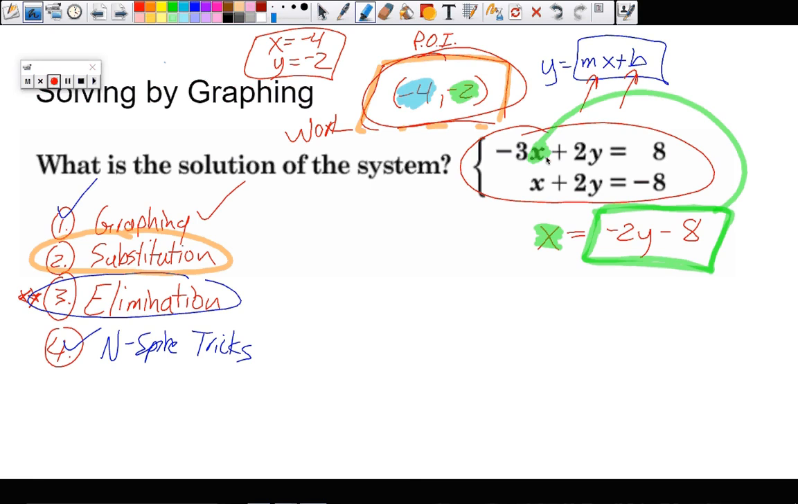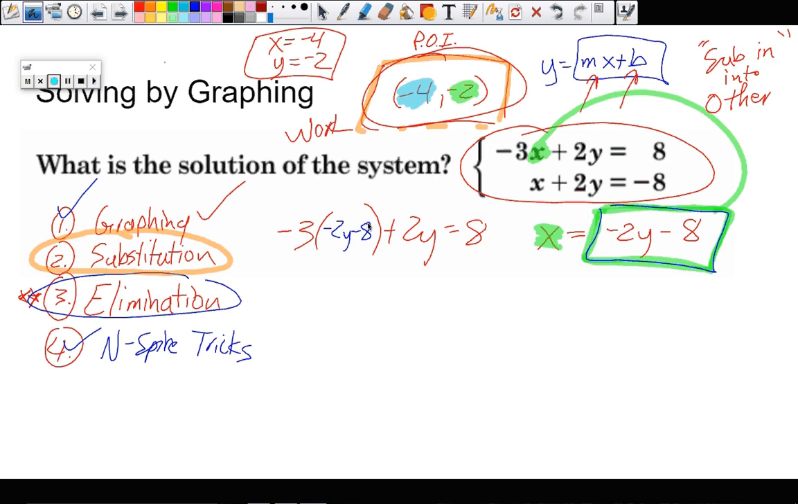Okay? Don't sub back into the same equation, because you've done nothing. You're just going to get back to the same original equation. You have to do it to the other equation. So sub in into the other equation. So here we go, let's build it. We have negative 3 parentheses plus 2y is equal to 8. And we are subbing in right here. So negative 2y minus 8 is now in place where x is being subbed in.